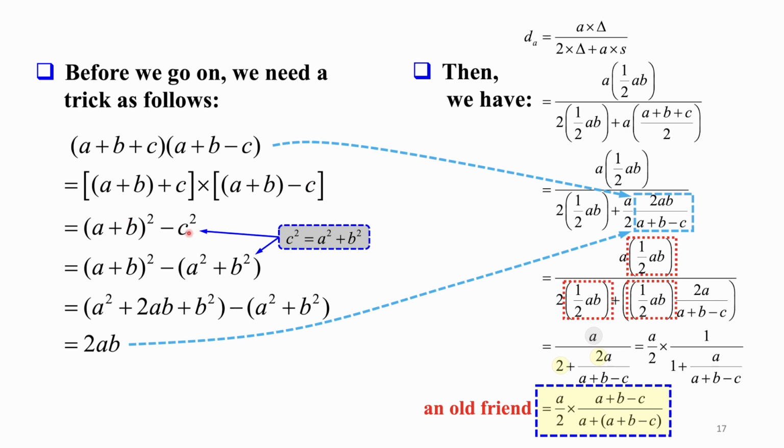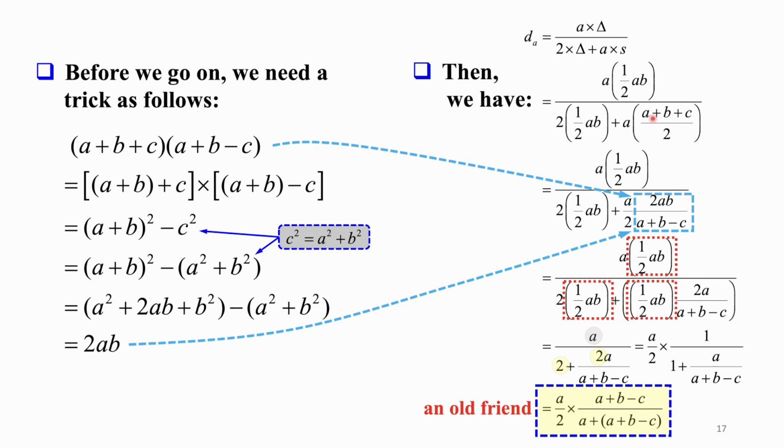Now, because C is the hypotenuse, C squared is equal to A squared plus B squared. So we replace C squared by A squared plus B squared. The result of this product is 2AB. Then let's take a look at how we calculate the radius and simplify it if the triangle is a right triangle. We know the right triangle area is A times B over 2. So we replace this area by A times B over 2 and replace this one by the same. So going from here, we have this.